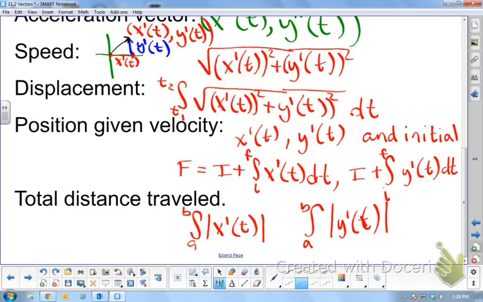So most of this we've seen before, just not in vector format. And then honestly, finding a velocity vector and an acceleration vector from a position vector, not that hard. You're just taking the derivative of two things instead of one thing.